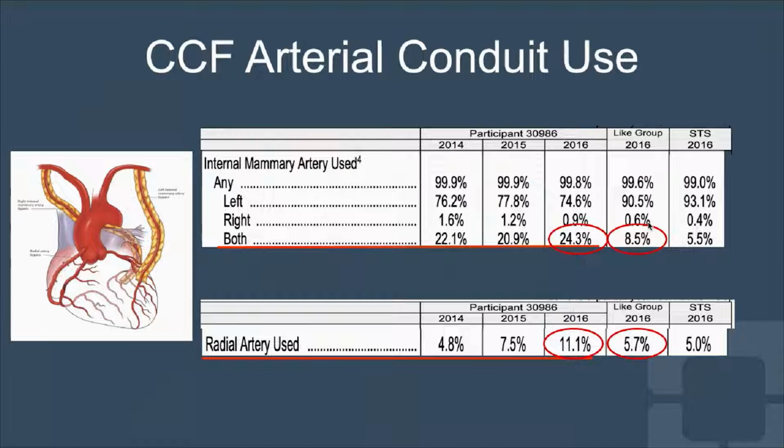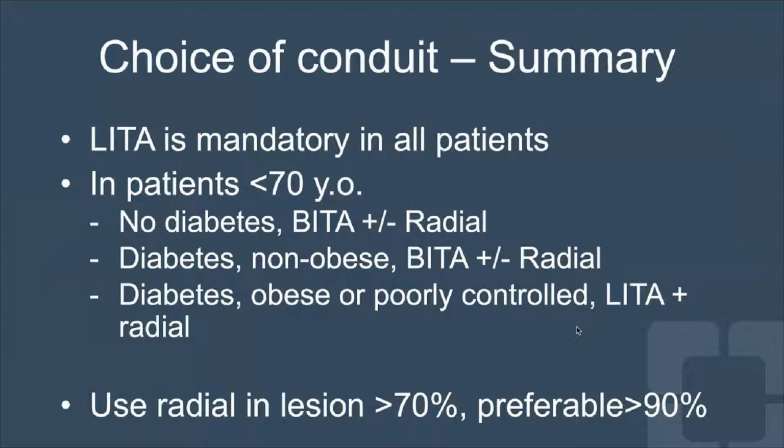Looking at the usage of arterial revascularization or total arterial revascularization in the United States, looking across the country, only about 5% of patients had bilateral internal thoracic arteries used. In large academic institutions, that number is slightly increased at around 8%, and here at the Cleveland Clinic, bilateral internal thoracic arteries are used in about 24% of patients. The usage of a radial artery is also about 5% of all cases, and here we use it in about 11% of cases.